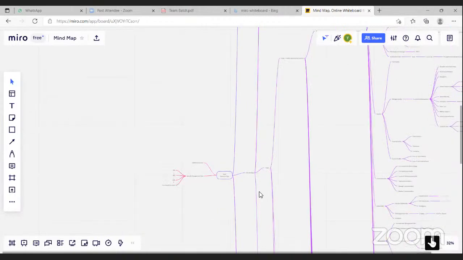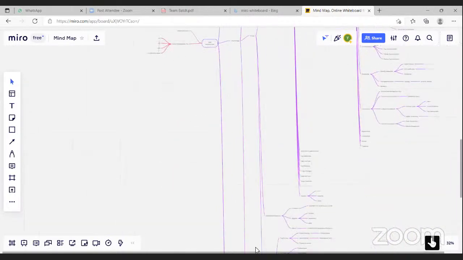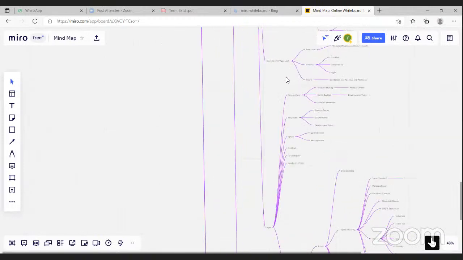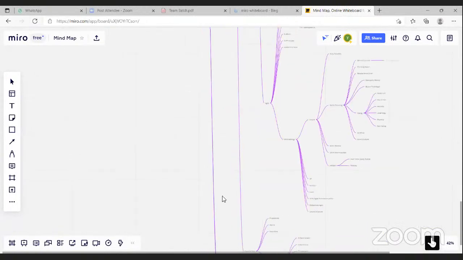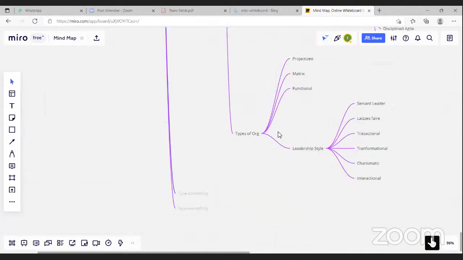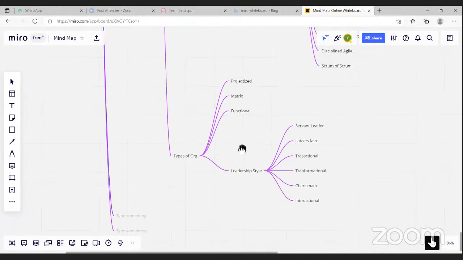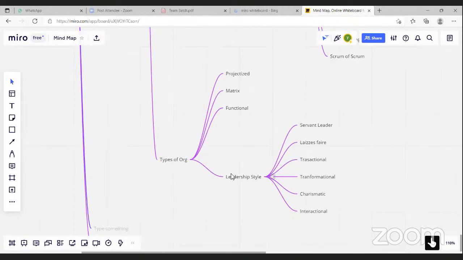Scroll down, please. Further down, organization strategies. We'll start with that first. In organization strategies, we have three types of organizations: projectized, matrix, and functional. And we also included leadership styles, of which we have six types: servant leader, laissez-faire, transactional, transformational, charismatic, and interactional.